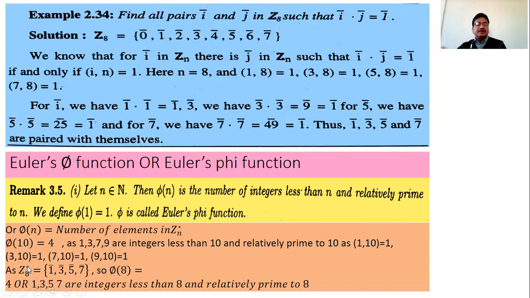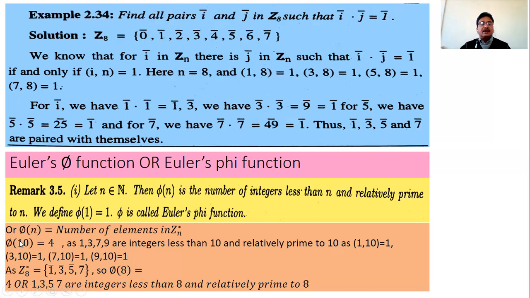And so in Z8, here Z8 star is this. So phi 8 is 4. Or we can also find it by using this definition: for phi 8, 1, 3, 5, 7 are integers less than 8 and relatively prime to 8. So we can find phi 10. Here phi 10 is 4. Why? Because the numbers start from n belonging to N, so we start from 1.